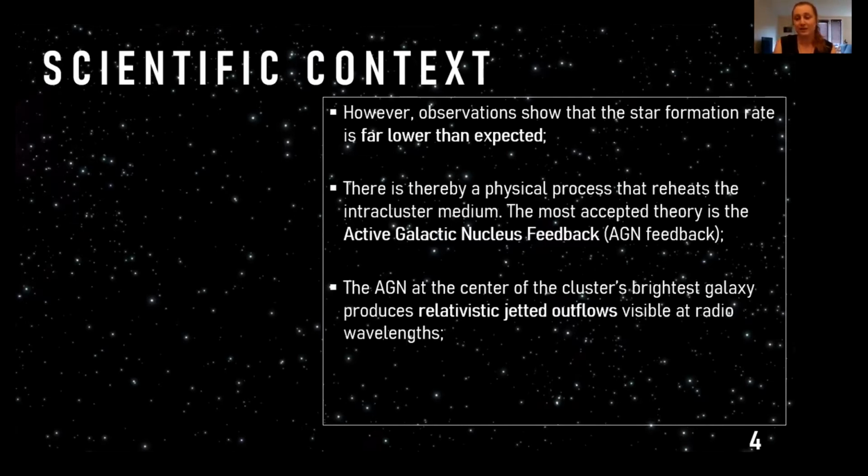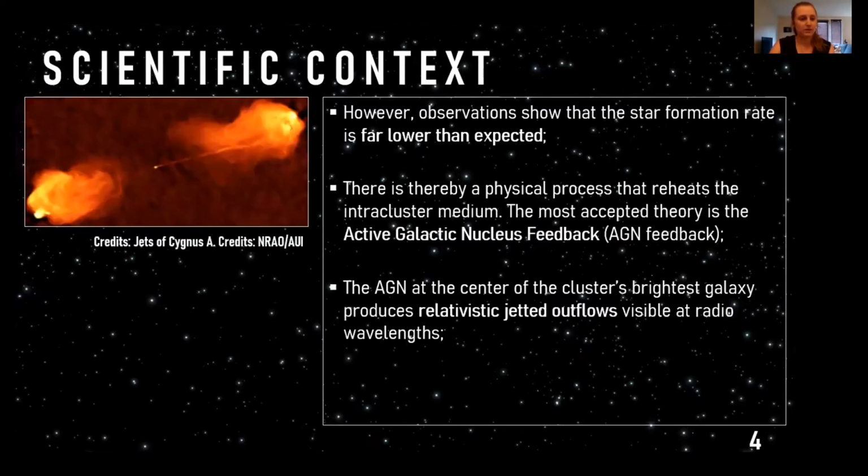in this cluster's brightest galaxy produces relativistic jetted outflows that we can see at radio wavelengths. Here's a nice image of a relativistic jetted outflow from Cygnus A. Just to give you a bit of context, even if the supermassive black hole is really much smaller than the entire cluster, it produces jets that have an influence on the entire cluster. So even if it's small, it has a super big influence.